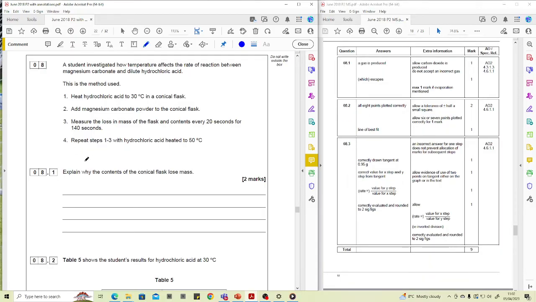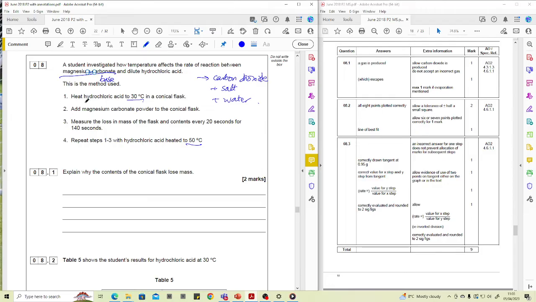So question 8, we've got another rate of reaction question, and this time we've got magnesium carbonate and dilute hydrochloric acid, so that's a base and that's an acid, so we're looking at the production of carbon dioxide plus salt plus water. Okay, so if we've got those happening, we're going to heat it, so we're changing different temperatures. We've got 30 and we've got 50. Okay, so that could affect the gas volume.